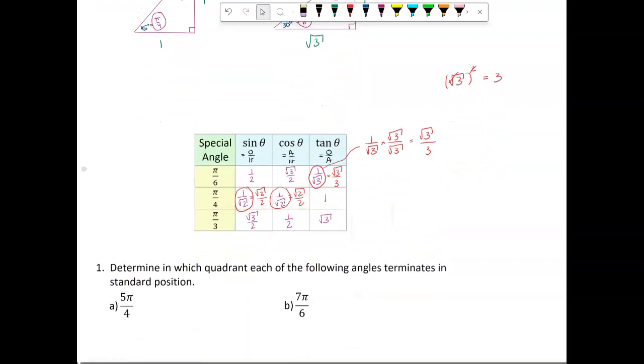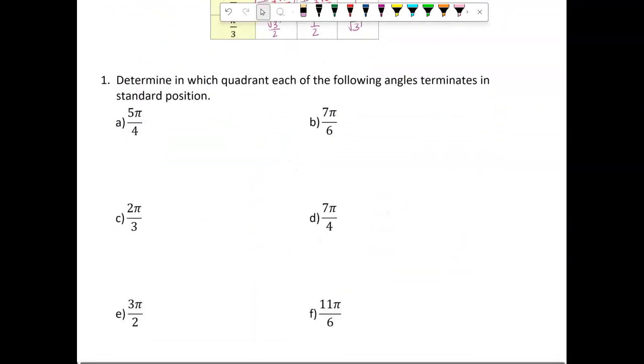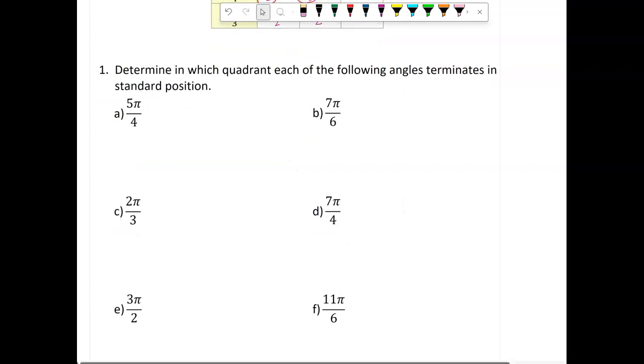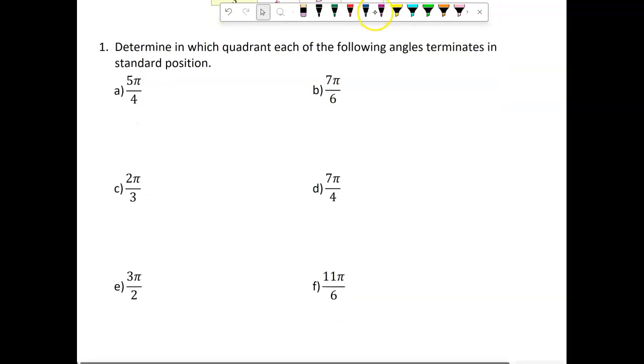All right, so now let's actually apply this understanding of radicals to our special triangles and answer similar questions to what we've done in the past. So, for example, determine which quadrant each of the following angles terminates in, in standard position. Remember that standard position is when the initial arm starts at 0 degrees and then rotates counterclockwise until it reaches the angle of interest. So in this case, we're talking about 5 pi over 4 as our angle.